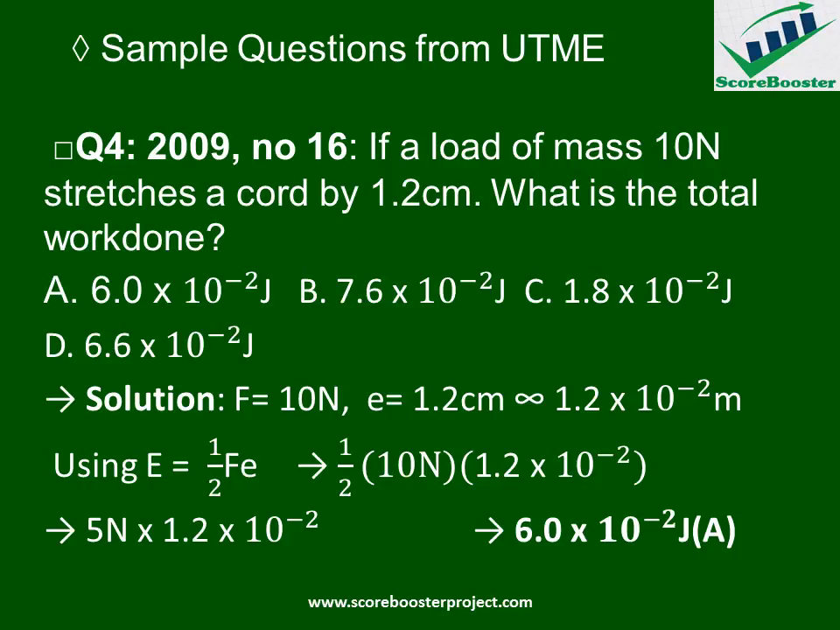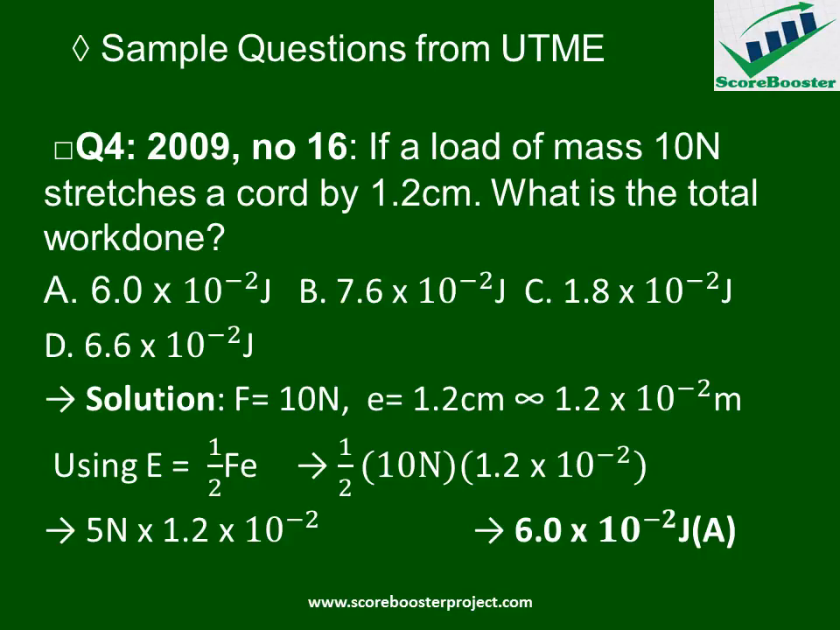Now on to solution. The first step is to write out the given parameters, and from the question we are given the force, which is 10 Newton. They said a load of mass 10 Newton. That means the force here is 10 Newton. Then we are given the extension. They said a load of mass 10 Newton stretches a cord by, that means the extension is 1.2 centimeter. Similarly, in this case, we convert 1.2 centimeter to meter by dividing it by 100, and that can give us 1.2 times 10 raised to power minus 2 meter.